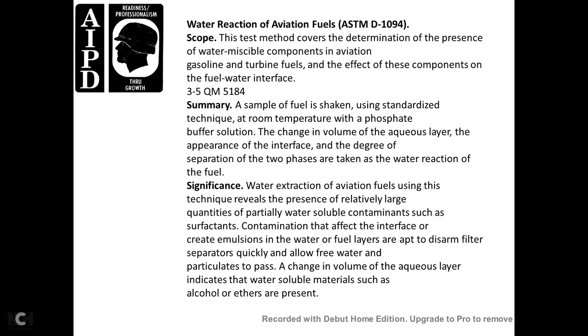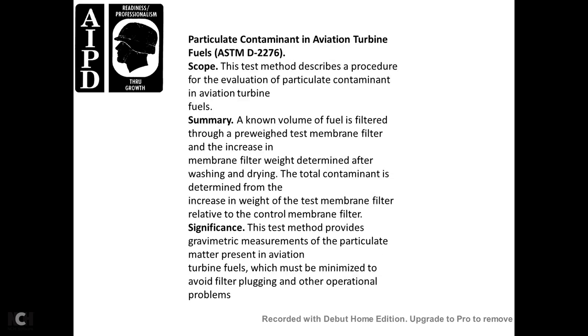Summary: a sample of the fuel is shaken using standardized techniques at room temperature with a phosphate buffer solution. The change in volume of the aqueous layer and the appearance of the interface, including the degree of separation of the two phases, are taken as the water reaction of the fuel. Significance: water extraction of aviation fuel using this technique reveals the presence of relatively large quantities of partially water-soluble contamination, such as surfactants, that affect the interface. Clearly, emulsions of water and fuel layers are apt to disarm the filter separators, which should separate quickly and allow free water particles to pass. The change in volume of the aqueous layer indicates that water-soluble materials such as alcohols and ethers are present.